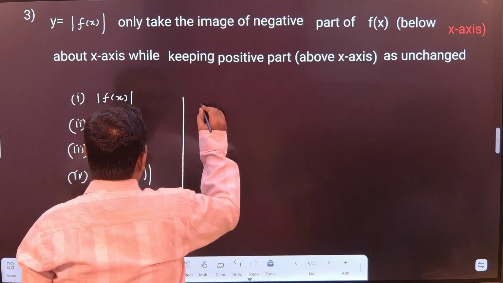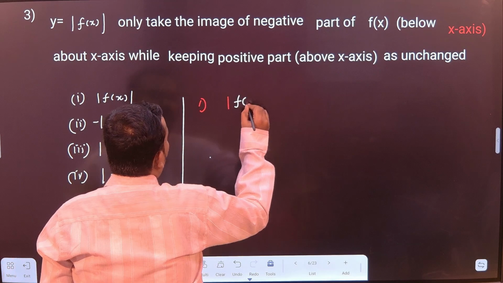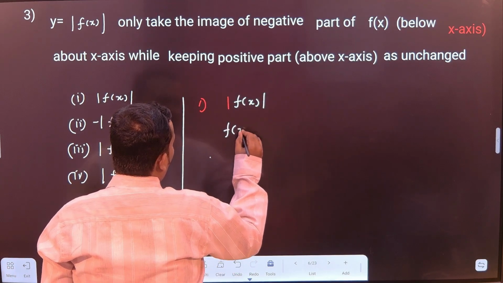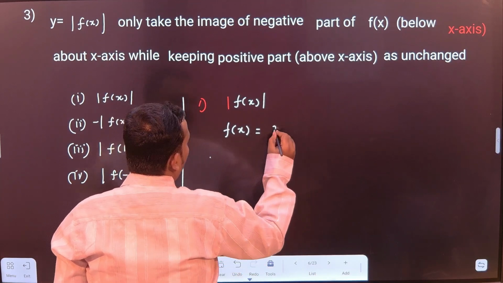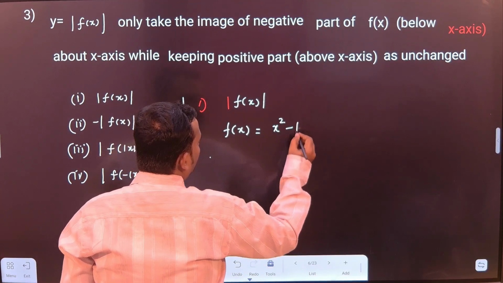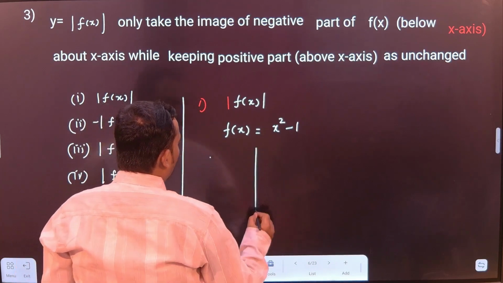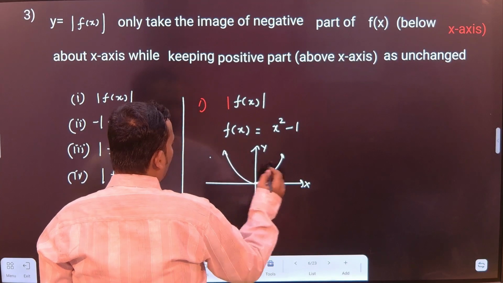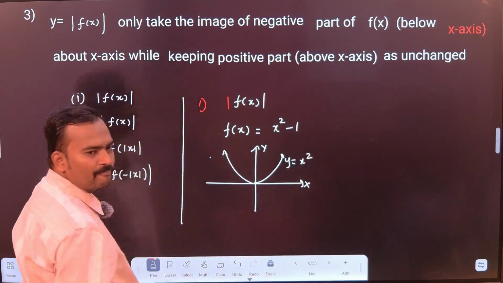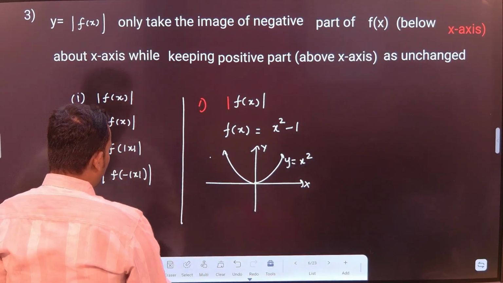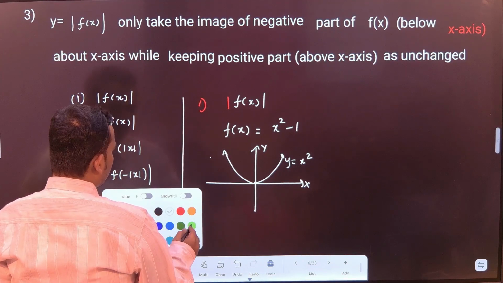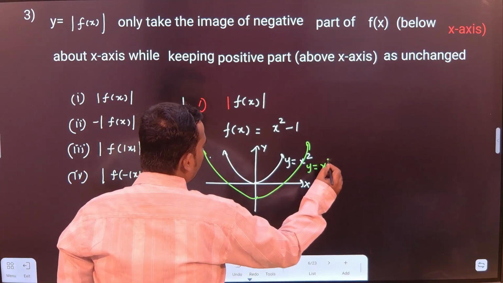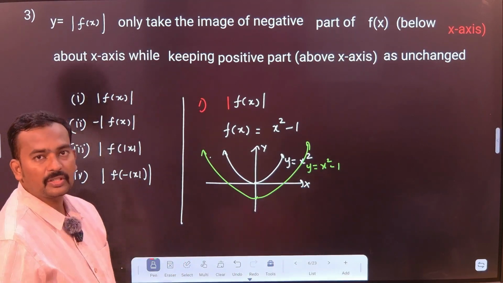Let me take one function here. The first one you can see, mod f of x, right? Let us take f of x equal to x square minus 1 graph. So what we can do, just take the x square graph as your reference graph, y is equal to x square. Minus 1 means what? You have to shift 1 unit down, right? 1 unit down. Clear? y is equal to x square minus 1. Now this is your function f of x.